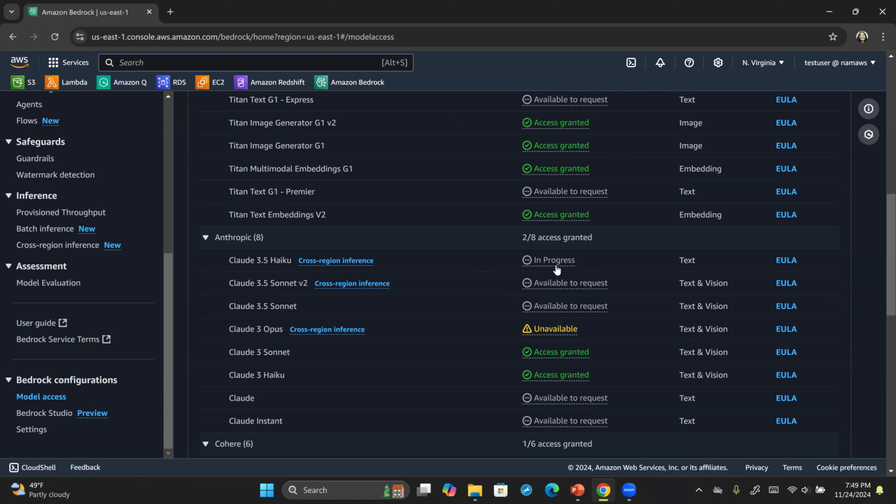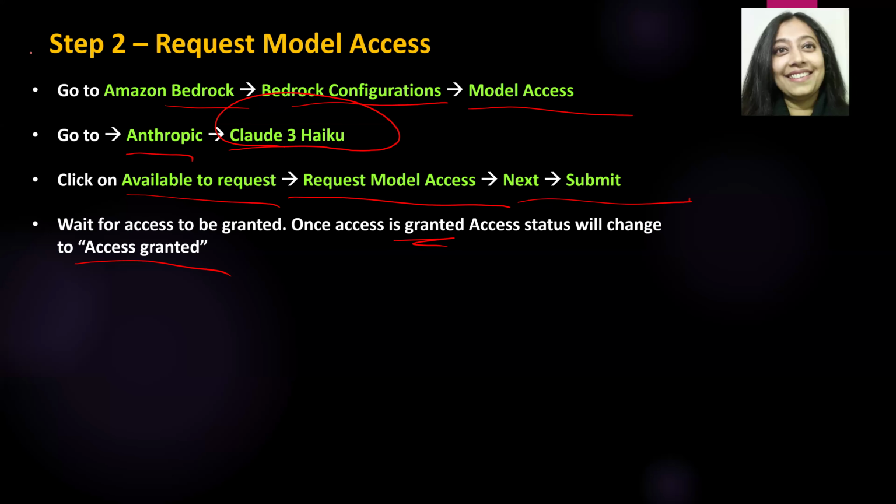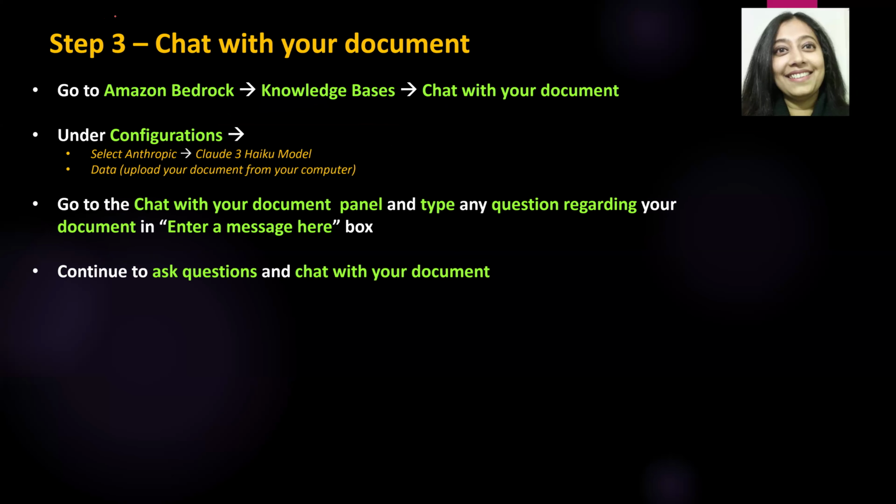This was just a demo. You can go ahead and request your access. I'm not going to wait for this particular access to come. Hence, I said that I will be using Claude 3 Haiku, to which I already have access for this particular lab. But this is how you request access to any specific model. So we have completed step 2. Let's go to step 3.